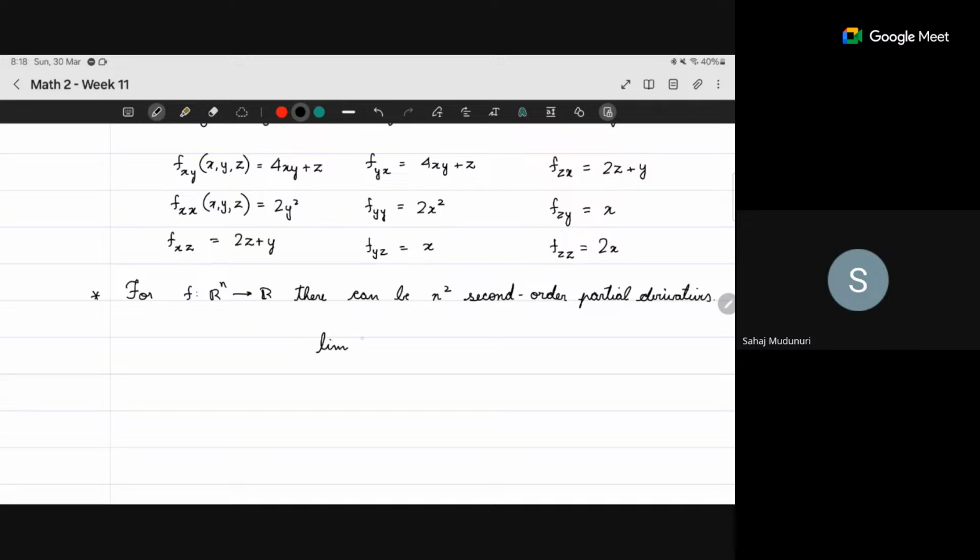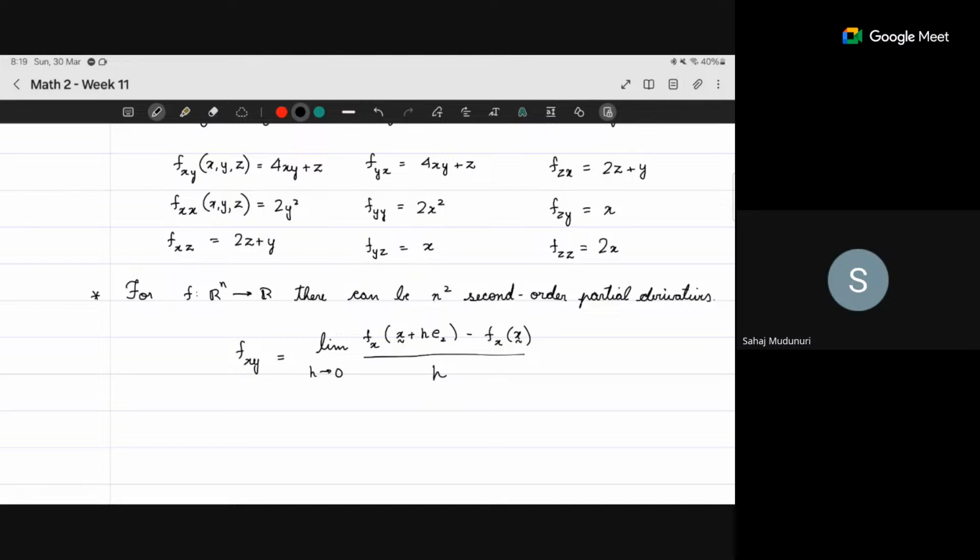The limit as fx, you'll have to use. So take for example fxy. This would be the limit of fx at your given point x tilde plus something like h e2, because y is the second variable, minus fx at x tilde, divided by h. So this limit needs to exist for fxy to exist.